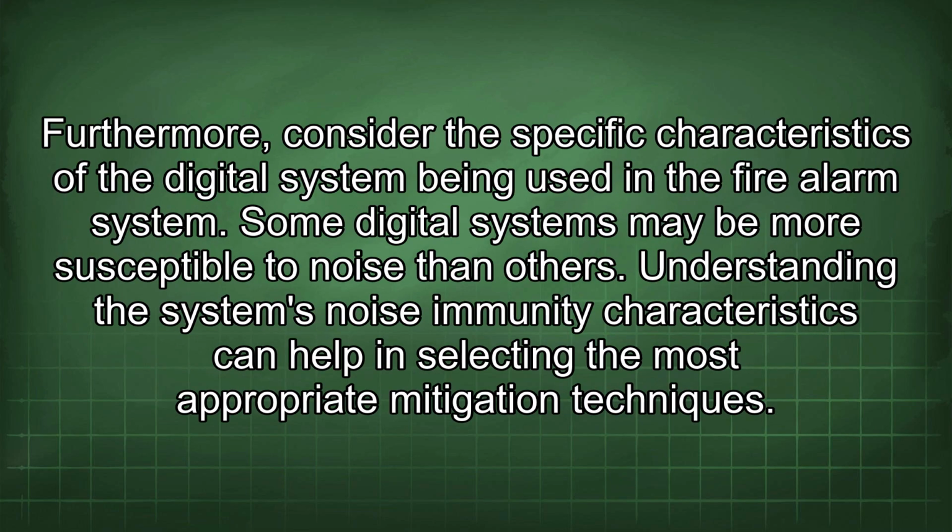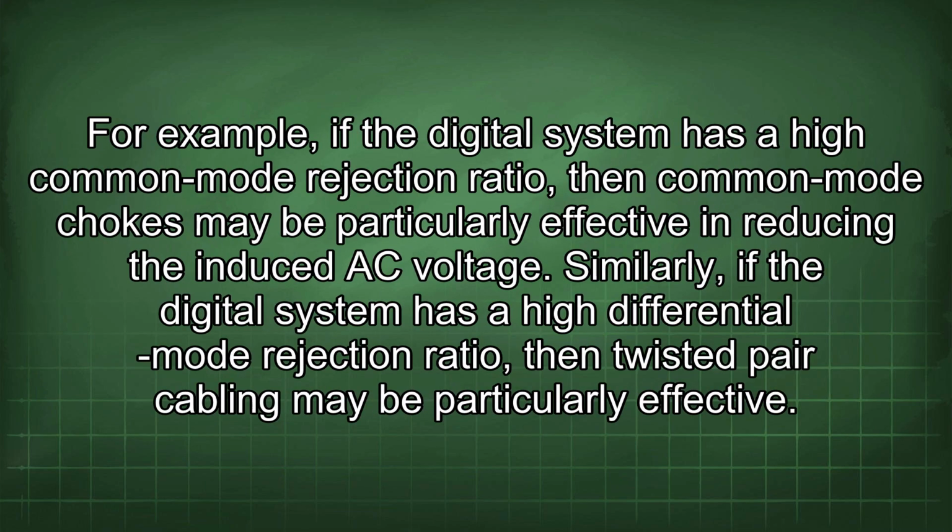Furthermore, consider the specific characteristics of the digital system being used in the fire alarm system. Some digital systems may be more susceptible to noise than others. Understanding the system's noise immunity characteristics can help in selecting the most appropriate mitigation techniques. For example, if the digital system has a high common mode rejection ratio, then common mode chokes may be particularly effective in reducing the induced AC voltage. Similarly, if the digital system has a high differential mode rejection ratio, then twisted pair cabling may be particularly effective.